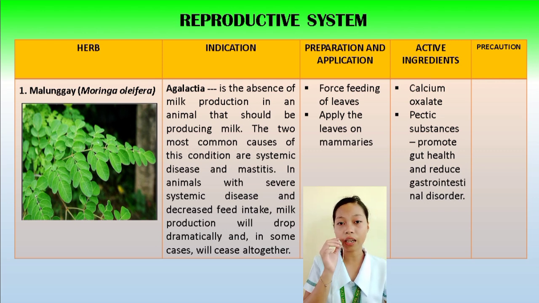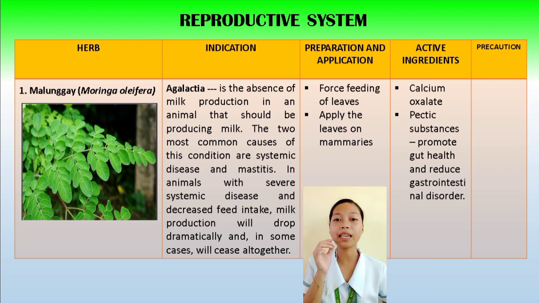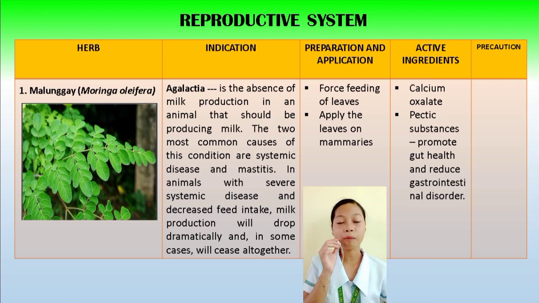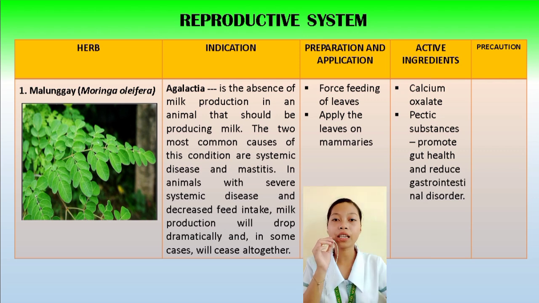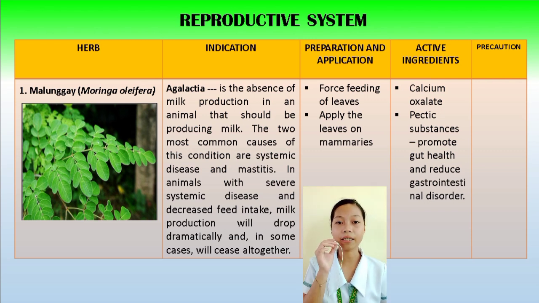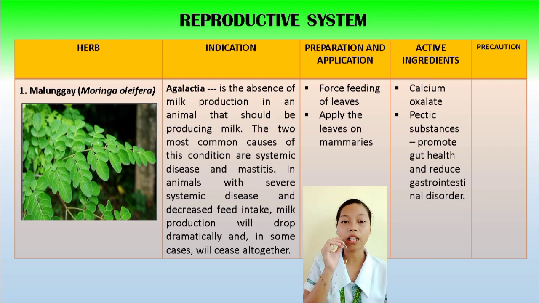cease altogether. Kaya of course, once na ay sakit ang isa ka animal, mo decrease sa pangiyahang feed intake. Thereby, maapektuhan po ang ilahang milk production, like it will drop dramatically as well. For the preparation and application of this herb, force feeding of leaves or apply the leaves on mammaries. Active ingredients in malunggay include calcium oxalate.